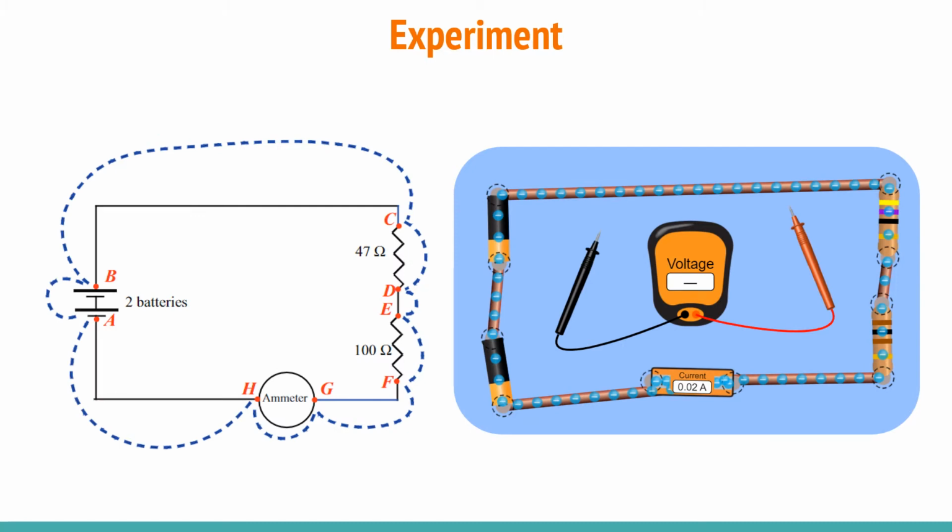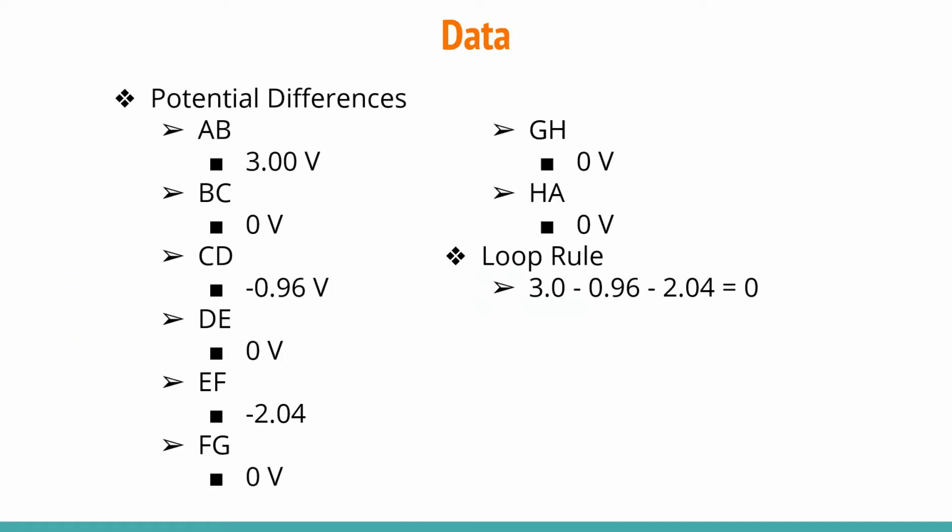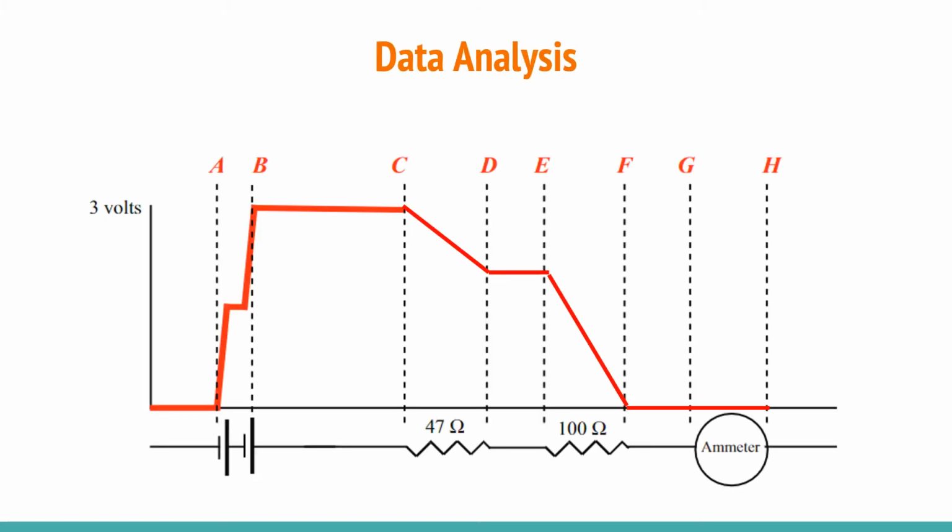Next, I removed the voltmeter and closed the circuit with a wire. I measured the potential difference at various points using the voltmeter. I recorded the following potential differences, and the sum of the potential differences was 0, as predicted by the loop rule. Next, I was asked to create a graph of potential versus position of the circuit starting from the partial graph that was provided. The electric field is the negative gradient of the potential, so where the potential difference was large, the slope of the graph was steep. Using the data collected, I produced this graph.